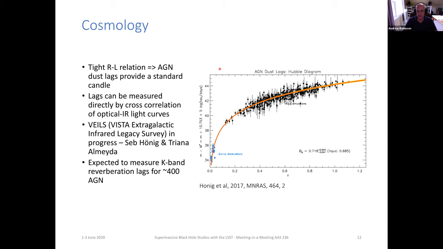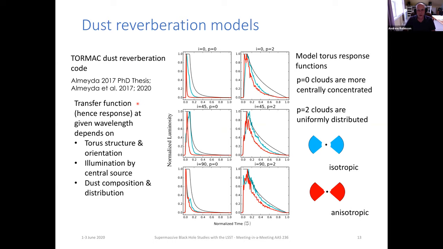There is already a large time domain campaign in progress to do this, led by Sebastian Hönig, and Triana Almeida is also working on this, so I won't say any more about that. Instead, I want to talk about how you can extract more information than just the size scale from dust reverberation mapping. As I mentioned, the transfer function depends on various properties of the torus: its geometrical structure, orientation, whether or not it's illuminated isotropically or anisotropically, and the dust composition and distribution.